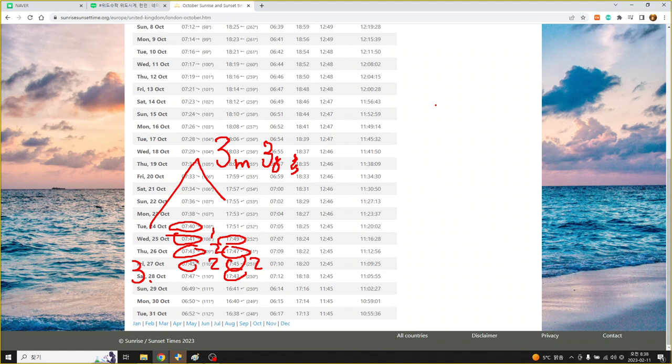We can figure it out when the sun is here. This is the sun. Now October is going toward winter. It's the winter solstice. This is the autumn equinox.